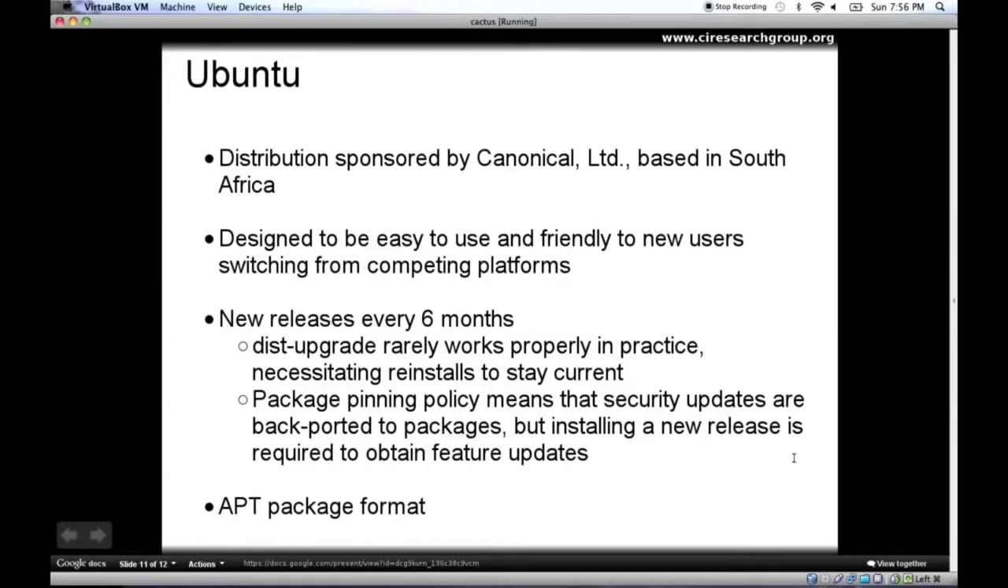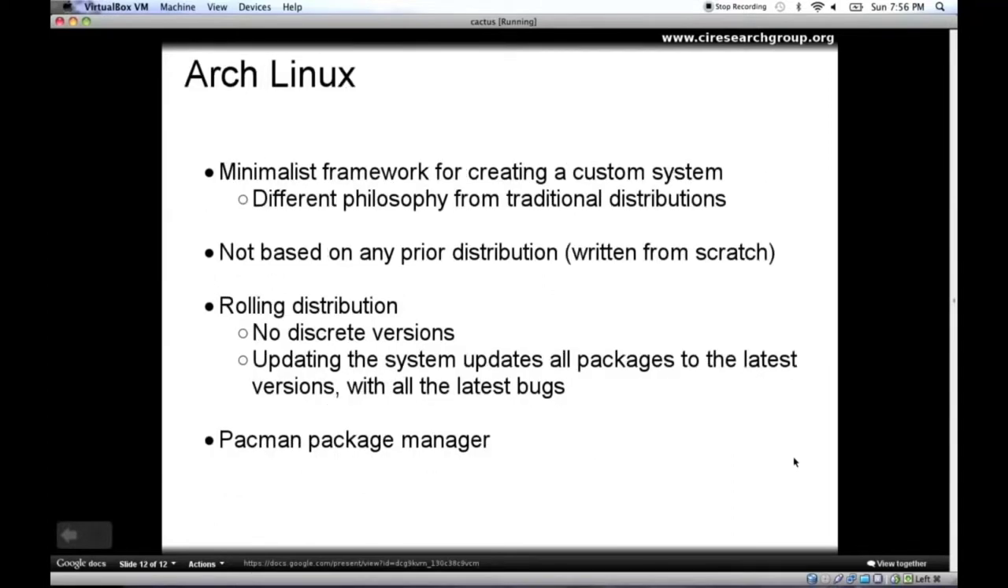Now, Arch Linux, which is what I personally run, is a minimalist framework for creating a custom system. It's not so much a distribution as it is a set of tools that enables each individual to create his or her own installation, customized to his or her own desires. It's a different philosophy from traditional distributions. It is a completely written from scratch distribution. It's not based on any other, and it is what's called a rolling distribution.